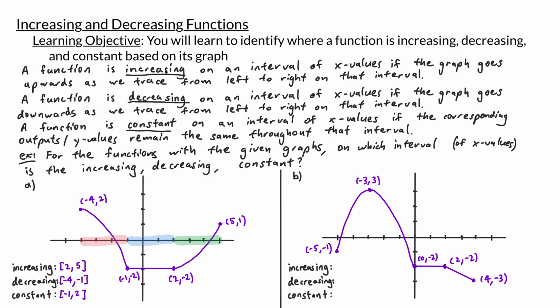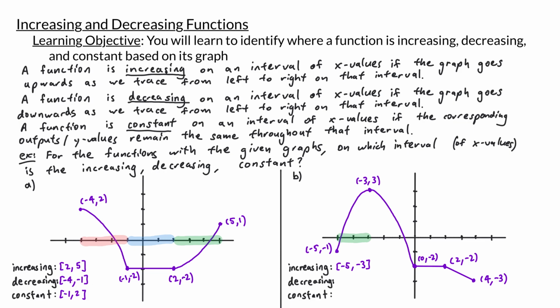Now let's look at example B. Again, we're going to trace our graph from left to right. So starting at the leftmost point, (-5, -1), if we trace to the right, we see that our graph goes up all the way until we reach (-3, 3). So for the x values from -5 all the way to -3, our graph is going up, which means that our function is increasing on the interval -5 to -3.